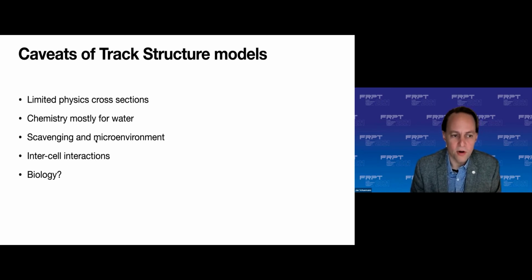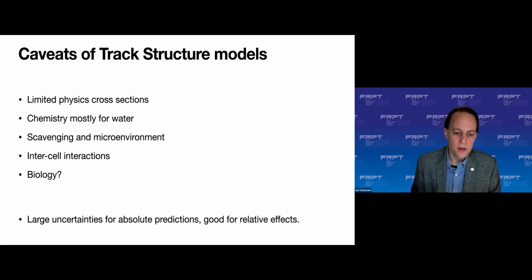We're working on, or we're already including more and more scavenging and microenvironment factors, especially for the chemistry. So this is good. But of course, at some point, the track structure codes just stop in what they can really model. And then we start to have all these intercell interactions and other biological effects, maybe long distance effects, that are currently not at all considered in these models typically. So there's a large uncertainty if you want to really get to absolute predictions of effect sizes, but these models are typically very good at modeling relative effects.